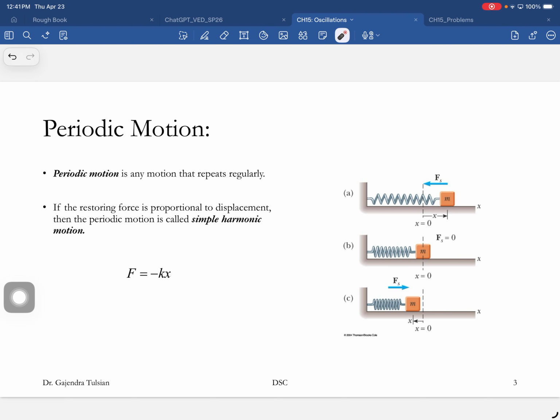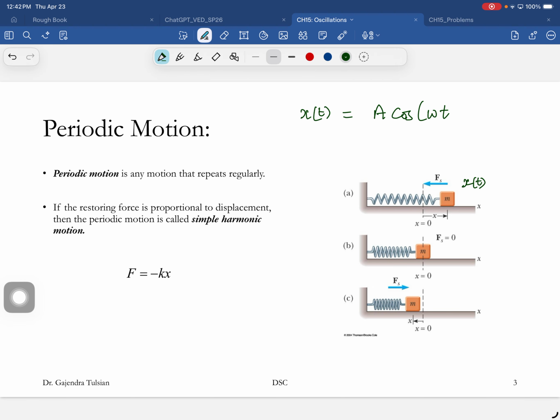So what we'll be interested in is, you pull this mass to the side. What we want to know is the position of this guy as a function of time. That gives you the configuration of the system as a function of time. How does the system evolve? And for simple harmonic motion, this will be given by a sine or a cosine function. Here's the amplitude of oscillation, cosine. Omega is the angular frequency of oscillation. We'll learn all of this.